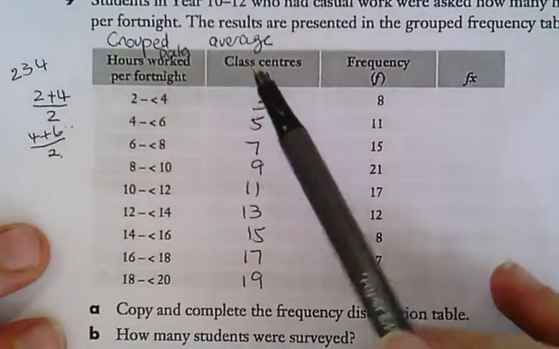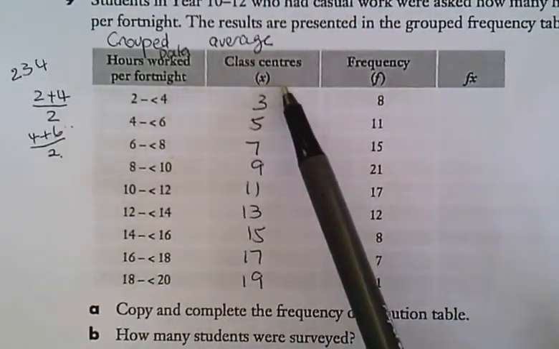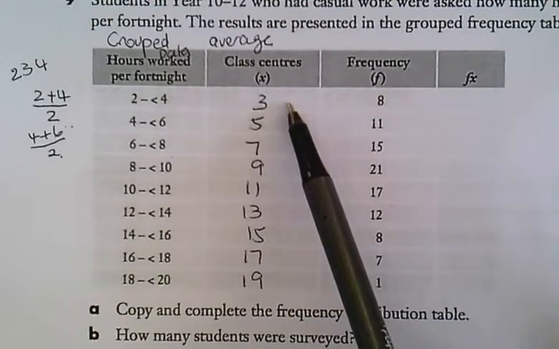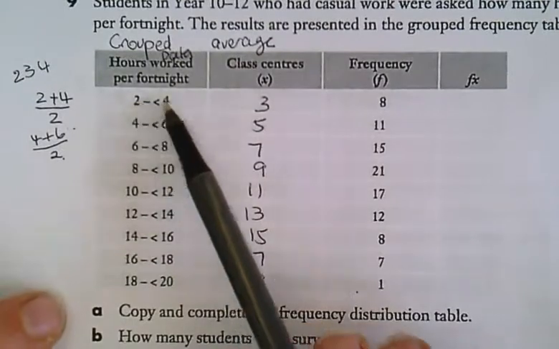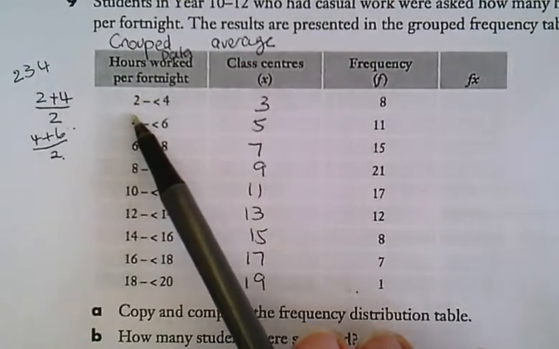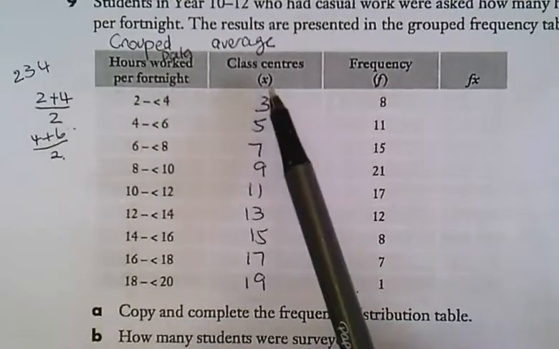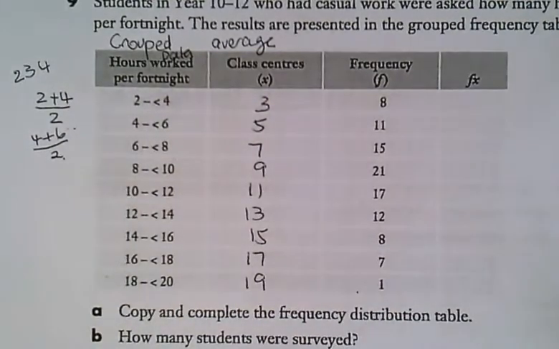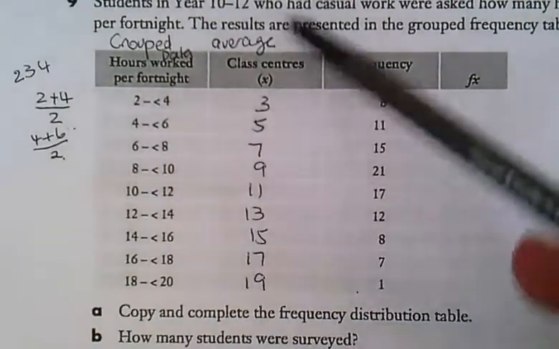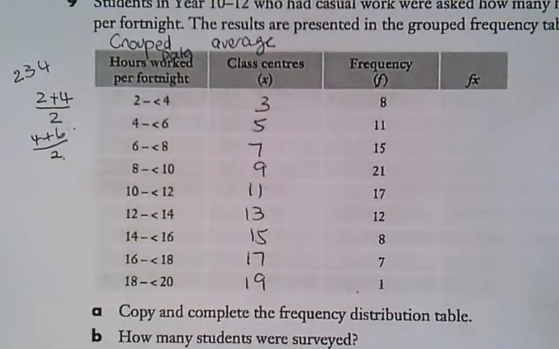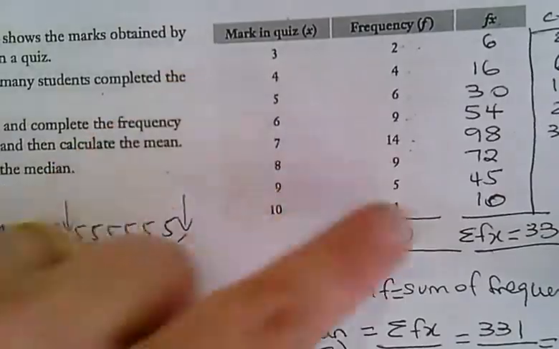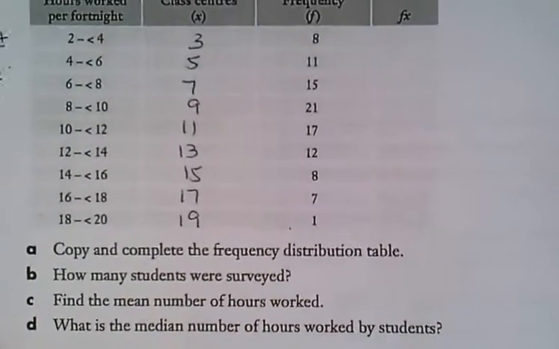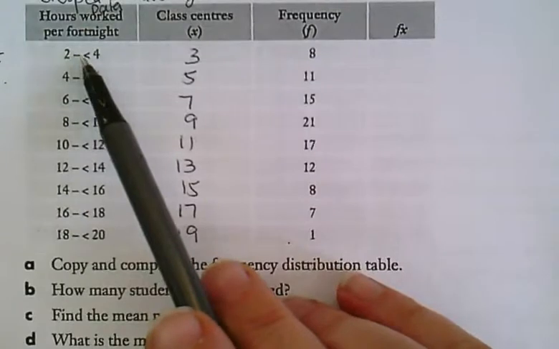So now, because we just need one data center, because this is all approximate now. These are all going to be approximate figures, not exact figures. I don't know how many people worked 2 hours, and I don't know how many worked 3, and I don't know how many worked 2.5 or 3.5. I just know that there were 3 people that worked between 2, including 2, but less than 4 hours. So all of this is approximate data now. It's different to marks in the quiz. I knew exactly how many people got 3, exactly how many got 4, etc. Here, I wouldn't know if you worked 2 hours, 2.5, 3, or 3.5 hours.